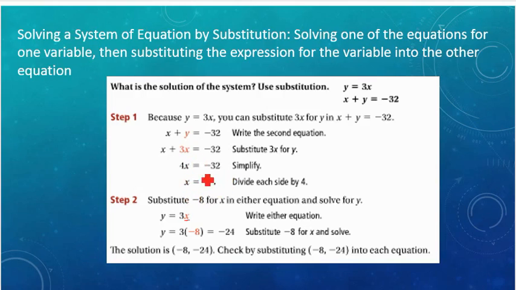Simplify and solve for your x. So x equals negative 8. Your second step is to substitute negative 8 into the other equation for your x. So in this case, you have y equals 3 times x. So y equals 3 times negative 8, which is negative 24. Your solution will be negative 8, negative 24. You want to check your substitution by plugging both of those points into each equation.